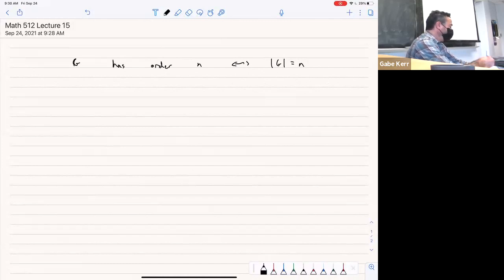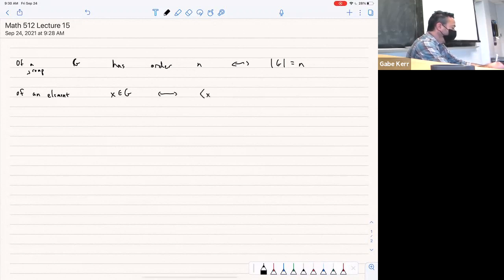And there's the order of an element. Say we have an element x. There's a couple of different ways you can define it. There's a quick way: you take the cyclic subgroup generated by x, which may not be finite, and you take the number of elements inside. That's equal to the order of x.